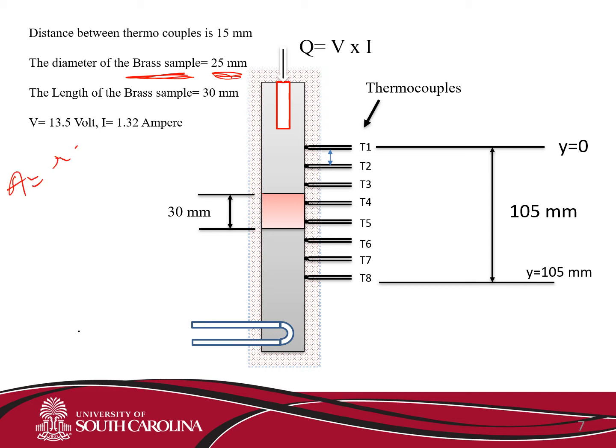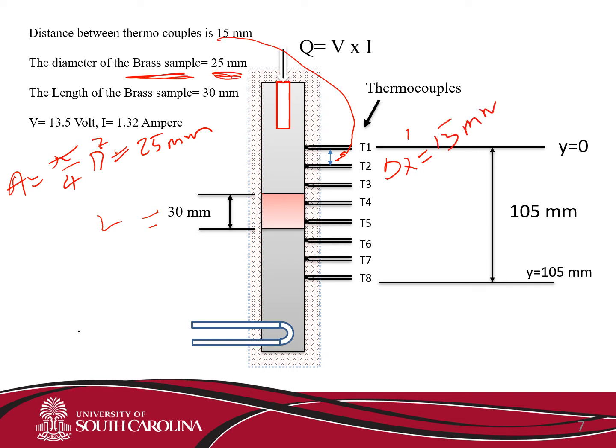Area is equal to pi over 4 d squared, so d squared, where d is 25 millimeter. The length of the brass sample is 30 millimeter. This is the length. The distance between thermocouples, which is here, delta x dash, equals 15 millimeter.